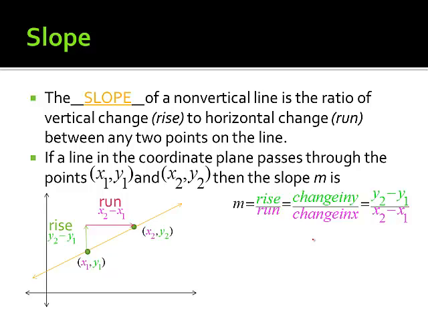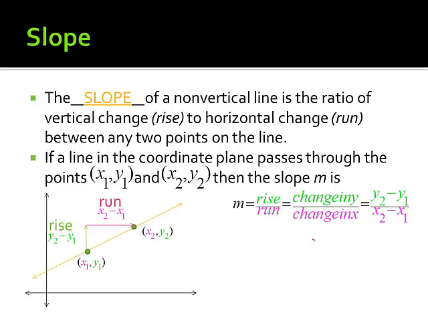The slope of a non-vertical line is the ratio of vertical change, rise, to the horizontal change, run, between any two points on the line. And it has to be a non-vertical line, because a vertical line will have an undefined slope. And we'll talk more about that.